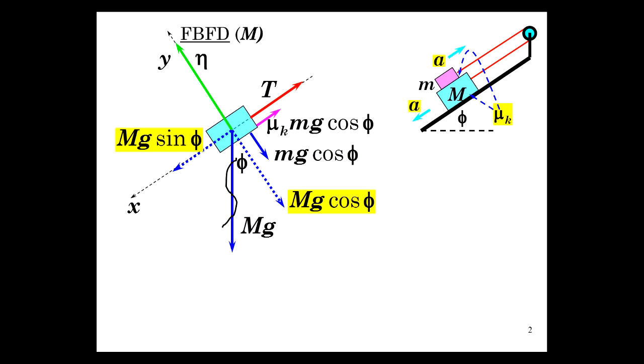And it's mu k mg cosine of phi, just like we already determined. But in addition to that now, this big block is sliding down, so it has a friction force against the ramp itself. And of course, opposite the direction of motion, which is down. So the opposite direction is up. So it's also in the same direction of the friction of the little block on the big block. So there it is.